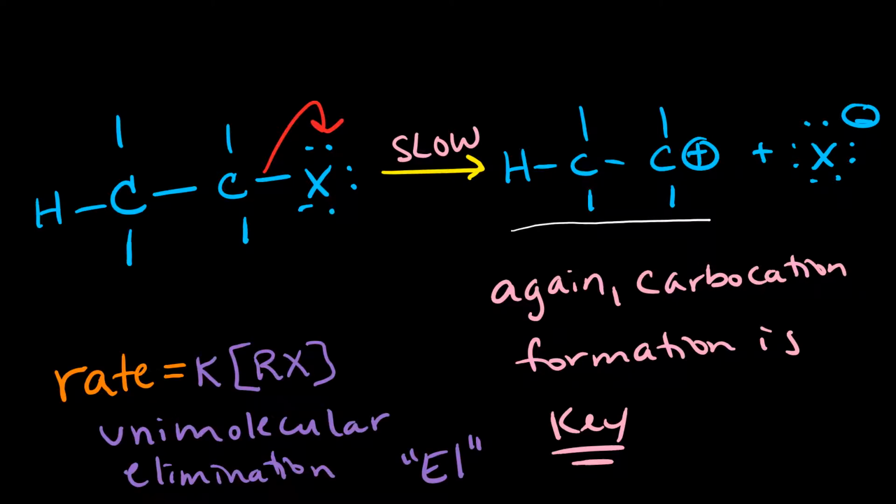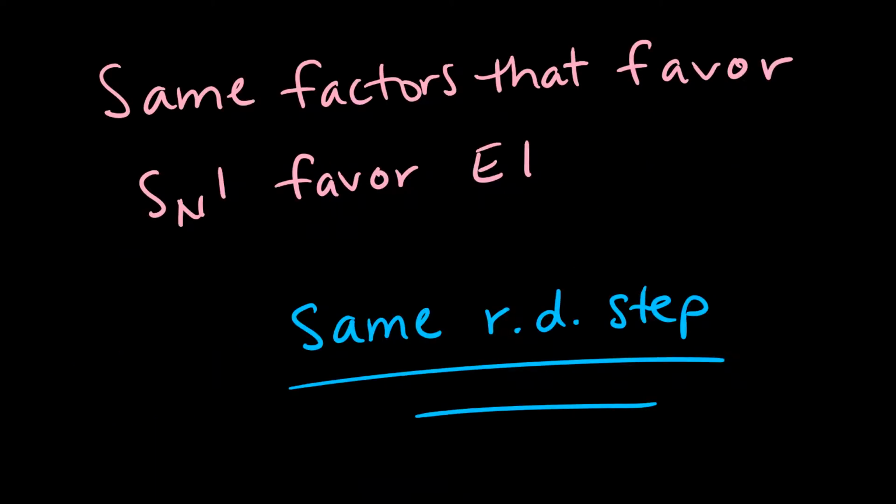And if you were to take a look at the rate law, you would see that it looks exactly the same as the SN1 rate law. Remember that there is an exponent of 1 that's not shown here. So this is exhibiting unimolecular kinetics as well, but this time it's an elimination, and so we call this the E1 mechanism. The good news is that the same factors that favor SN1 also favor E1 because they have the same rate determining step.